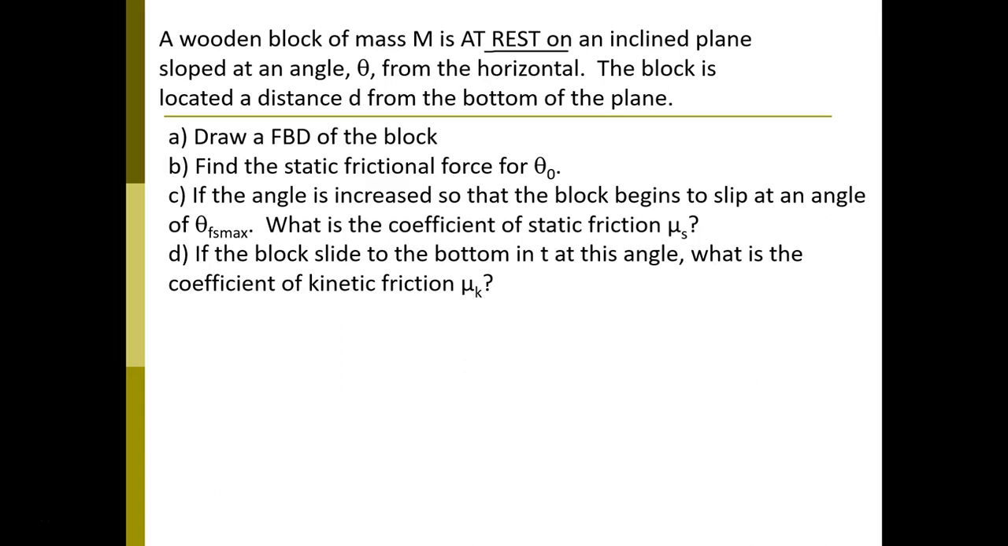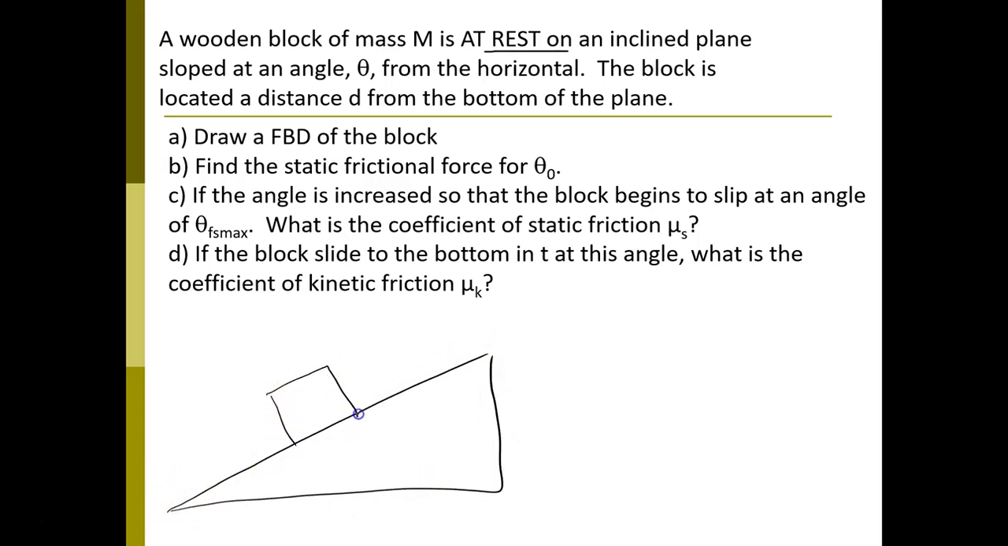So we want to work a problem on an incline. We have a wooden block of mass m at rest on an inclined plane sloped at an angle theta from the horizontal. The block is located at a distance d from the bottom of the plane. So if we draw a quick picture here, we have something that looks like this, and we have a block that's placed here, and we know that this distance here is some distance d, and this angle here is angle theta. And we want to answer these questions. We want to know what the free body diagram looks like.